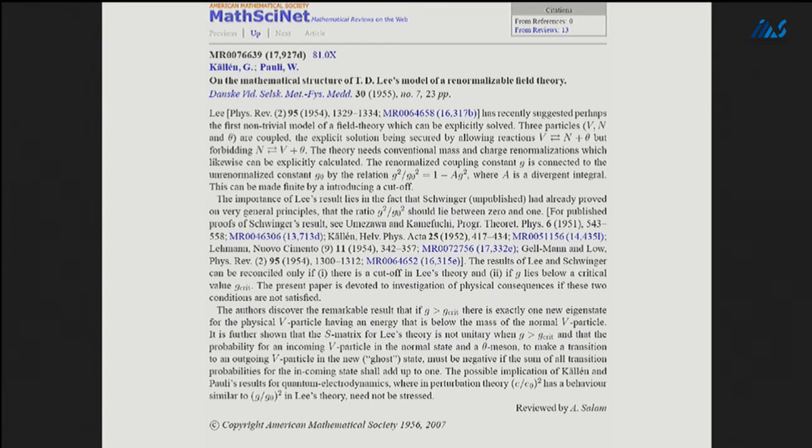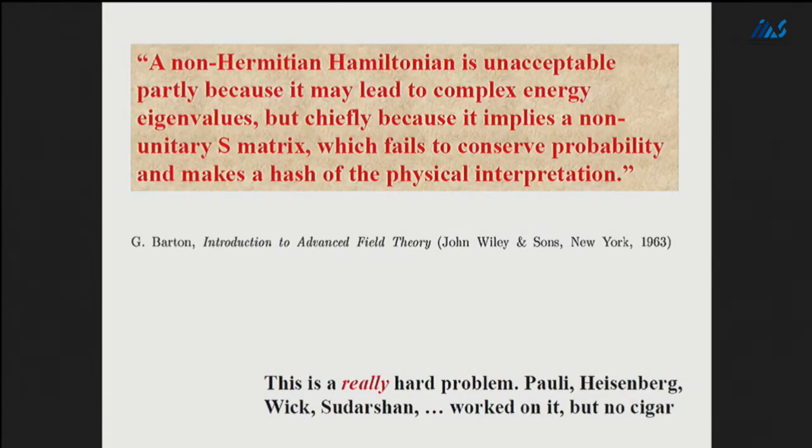This is terrible. However, you can read what Barton says about this: a non-Hermitian Hamiltonian is unacceptable, partly because it can lead to complex energy eigenvalues, but chiefly because it implies a non-unitary S matrix, which fails to conserve probability and makes a hash of the physical interpretation. And this is the epitaph for the Lee model.